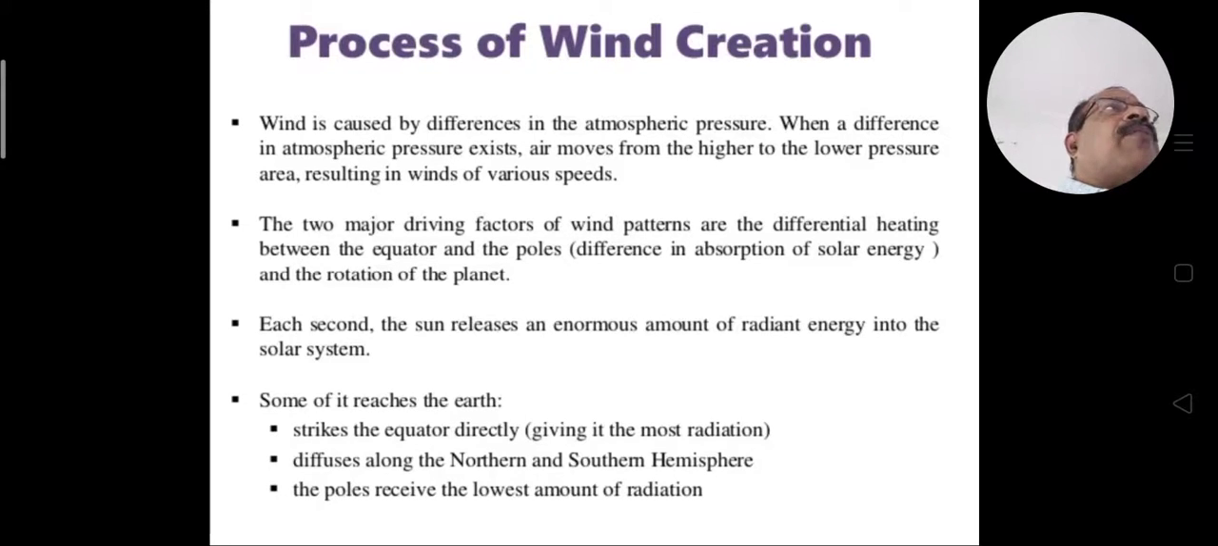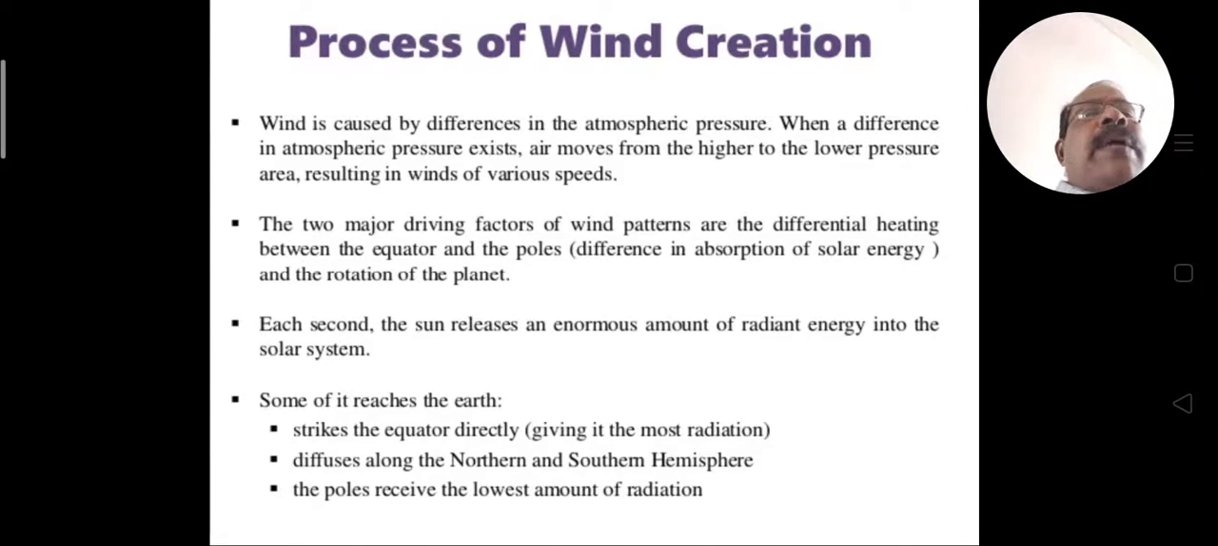Sometimes our meteorological departments tell us that a low depression forms in the Bay of Bengal. Low depression means the pressure area is very low. That means the winds come from the higher pressure area to the lower pressure area. That means wind speed increases at that time. At cyclone times, wind speed increases.